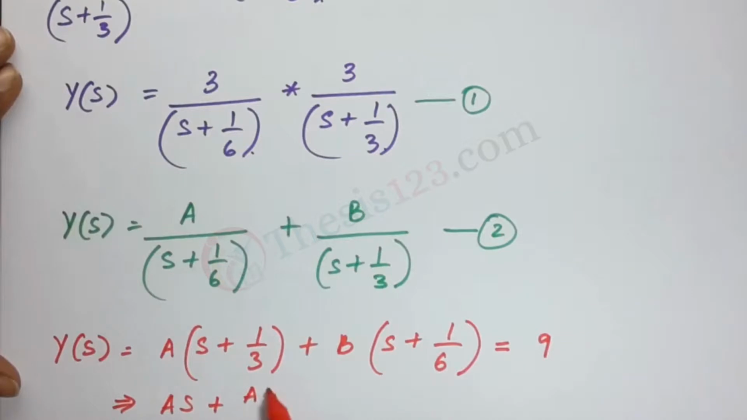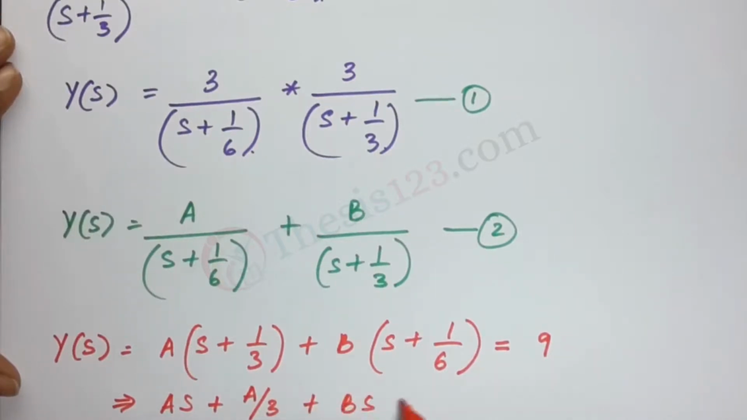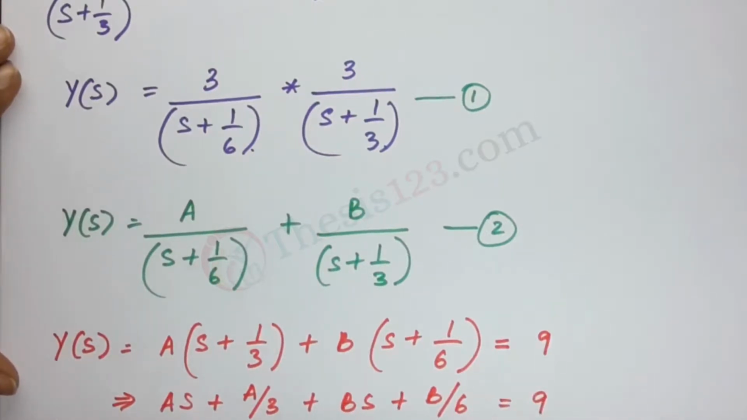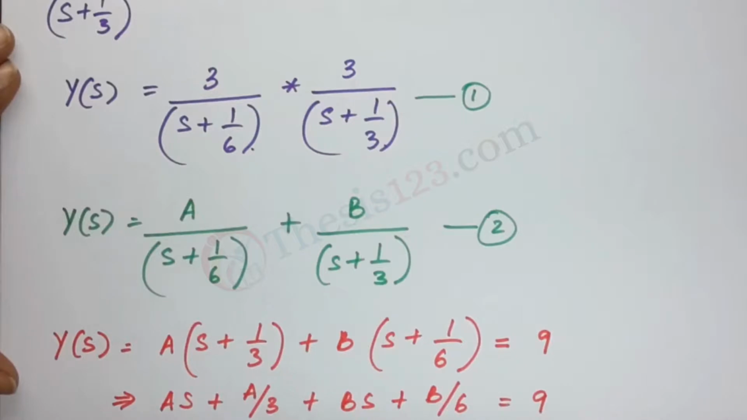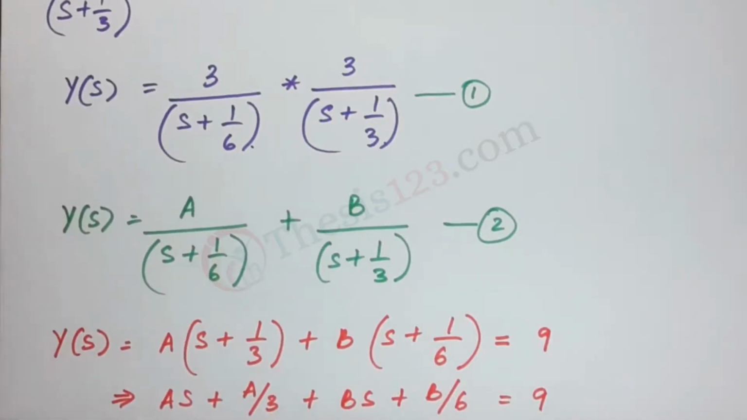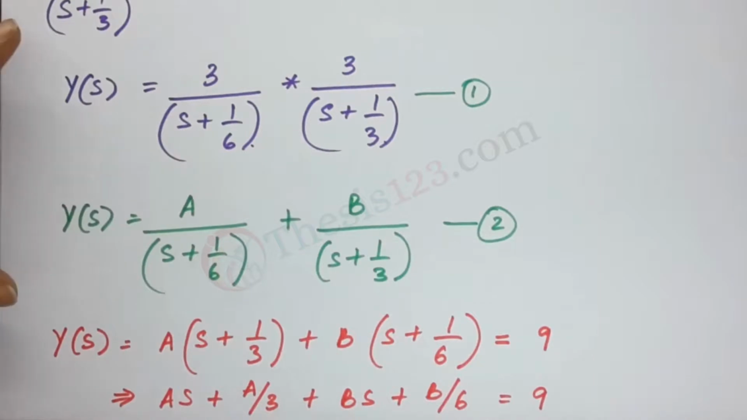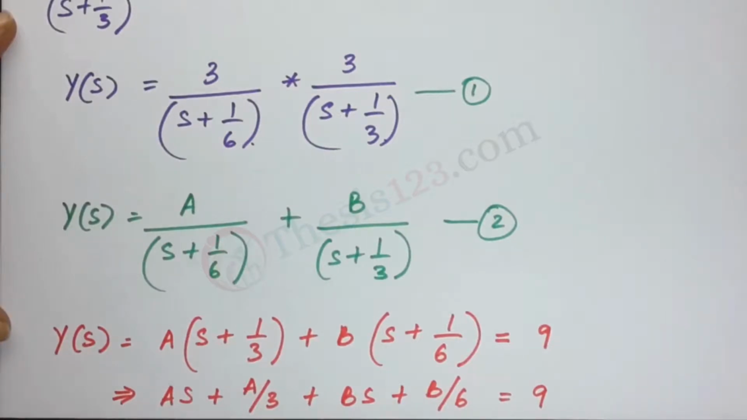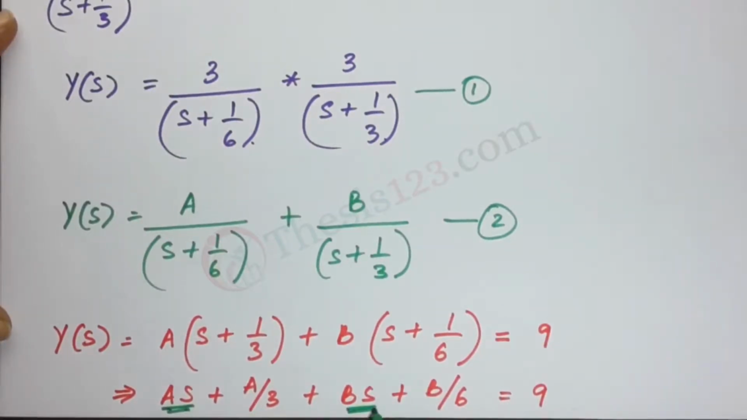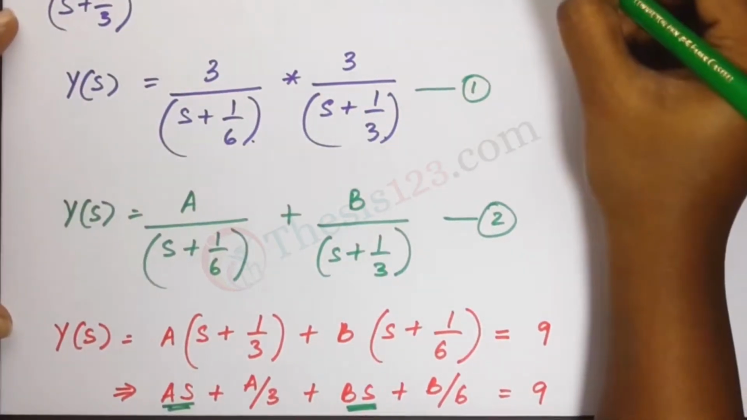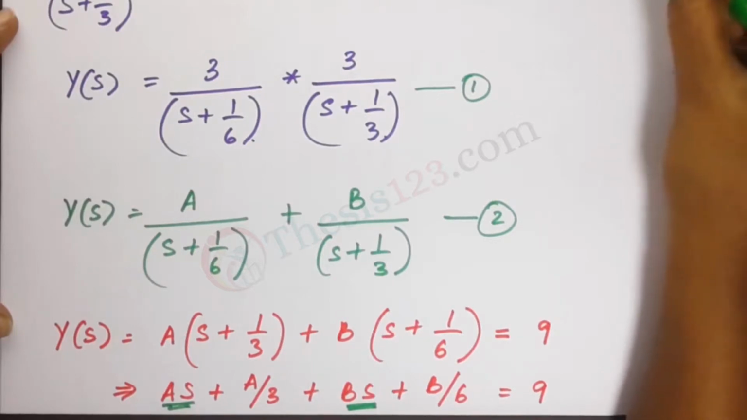As plus a by 3 plus bs plus b by 6 is equal to 9. Now in order to solve this, we have to equate the coefficients of s from both sides to get one equation and the constants to get the second equation. So that's how we get two equations here. So let's first see the coefficients of s. Now the coefficients of s, we have one term here, no term on this side. So that gives us a plus b is equal to 0.